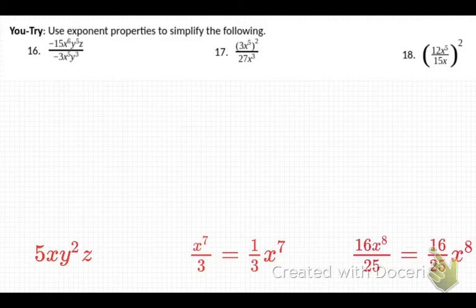Okay, and then on 18, if you didn't simplify first, you got 12 squared over 15 squared, which you should have found is 144 over 225. That's not simplified. On a test, you would not receive full credit for that problem because it's not simplified. That's why I recommend simplifying 12 over 15 to 4/5 first, because both are divisible by 3. And then 4 squared is 16, 5 squared is 25.